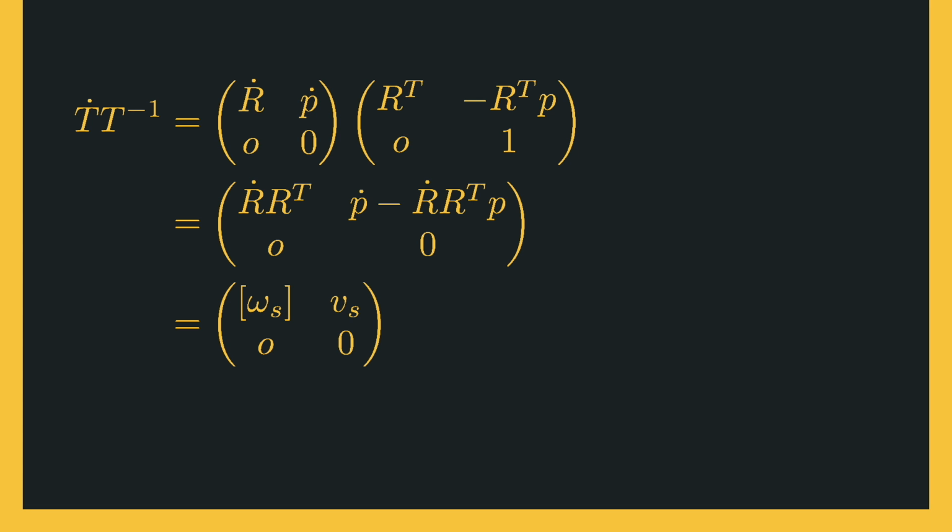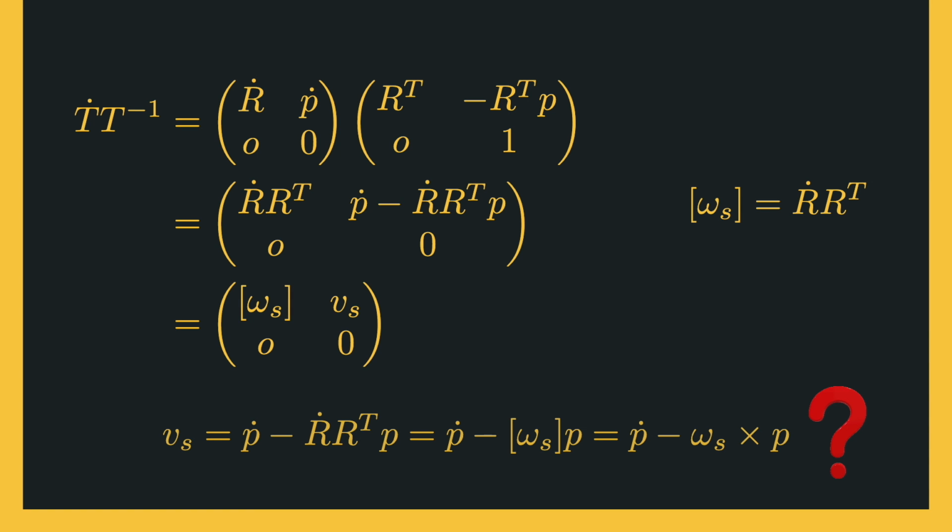In the angular velocity section, we saw that the multiplication of r dot and r transpose is the symmetric matrix representation of the angular velocity expressed in the fixed frame coordinates. Now let's figure out what Vs means, which is obviously not the linear velocity of the body frame origin expressed in the fixed frame, which we know that it's equal to p dot.